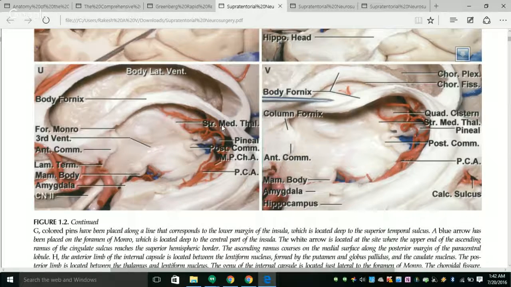And the last letter, V, the left half of the body of the fornix has been folded downward to expose the right half of the body and medial aspect of the contralateral choroidal fissure located between the body of the fornix and the upper surface of the thalamus. The pineal gland and posterior commissure are exposed at the posterior margin, and the anterior commissure and columns of the fornix are exposed in the anterior margin of the third ventricle.